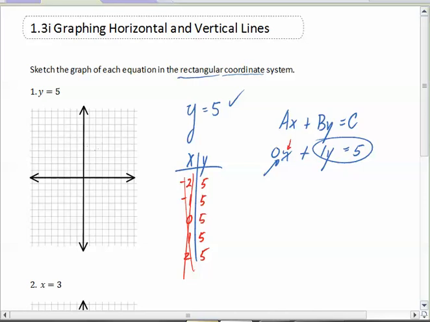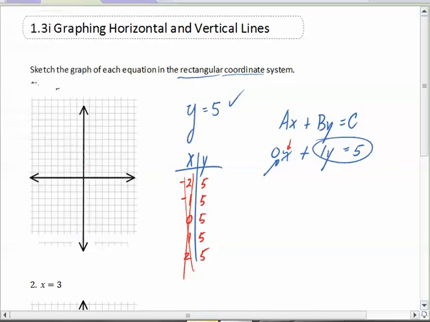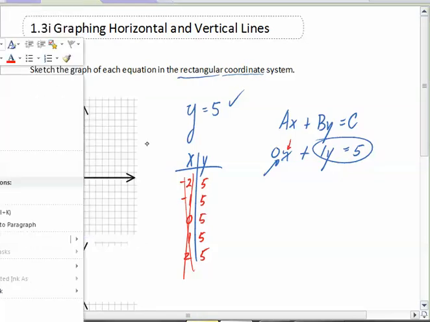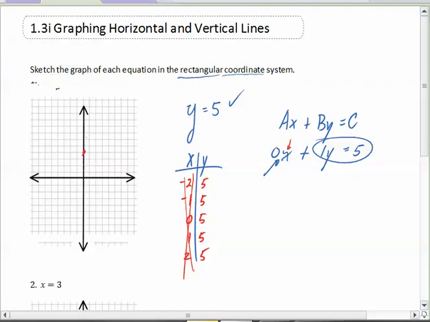So what does that mean? That means that we have a horizontal line going through the y-axis at 5. If I go through 1, 2, 3, there's my line. No matter what, my y is 5. So here's the line y equals 5, a horizontal line.